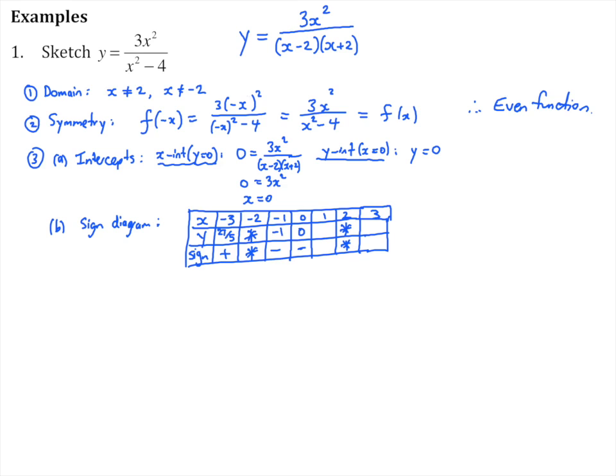I shouldn't have put a dash there. I'll put a 0 to say that it's not positive or negative for under the 0. When I put in 1, I get an answer of -1, which is negative. When I put in 3, I get an answer of 27/5, which is positive. So there's my sign diagram completed.